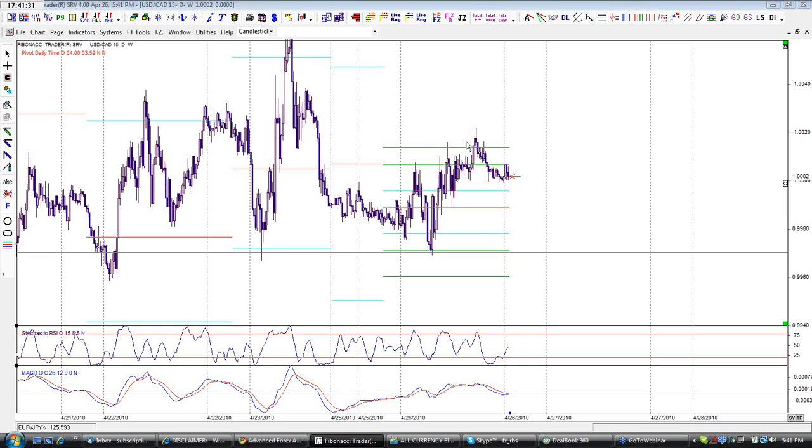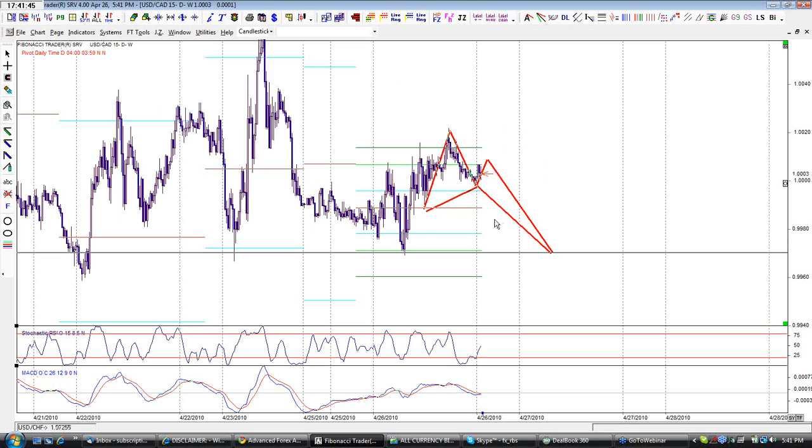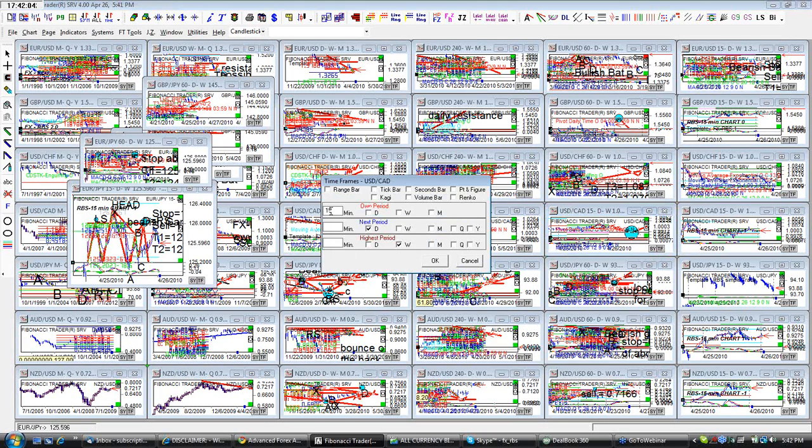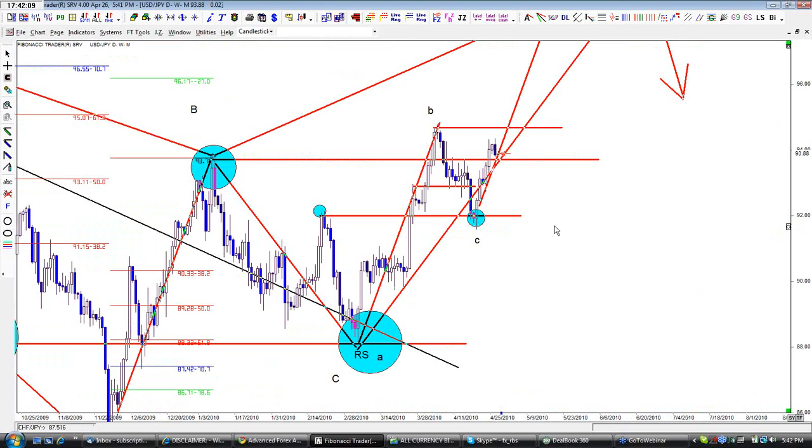So we might find something like this to give us a bullish crab, and then we can buy that level. Let's continue.